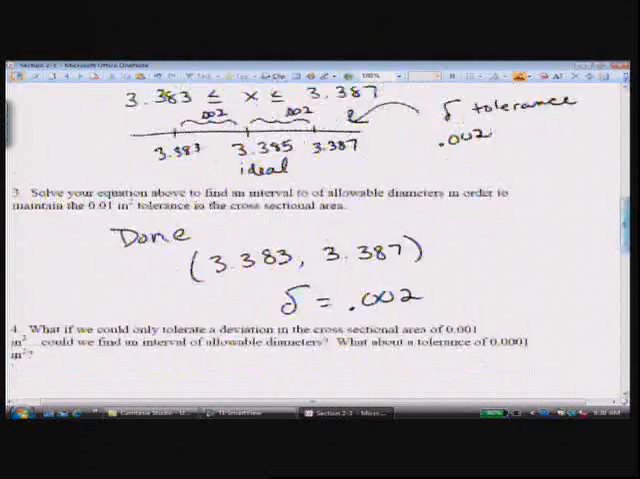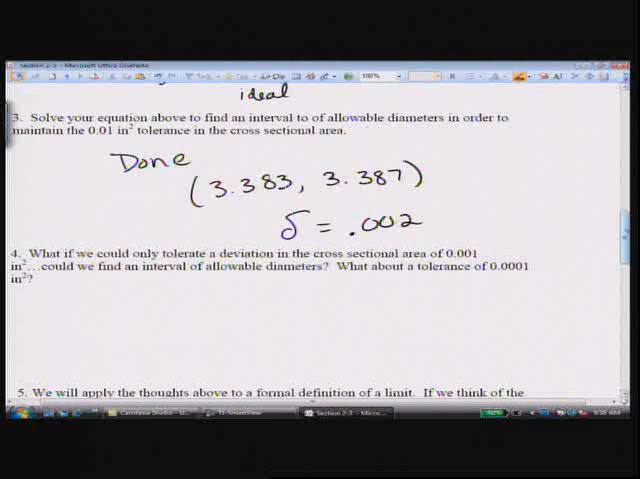Now it says, what if we could only tolerate a deviation in the cross-sectional area of 0.001? Could we find an interval of allowable diameters? Sure. It would be a smaller interval, but we could do that. And what about a tolerance of 0.0001? Yes, we could do it.